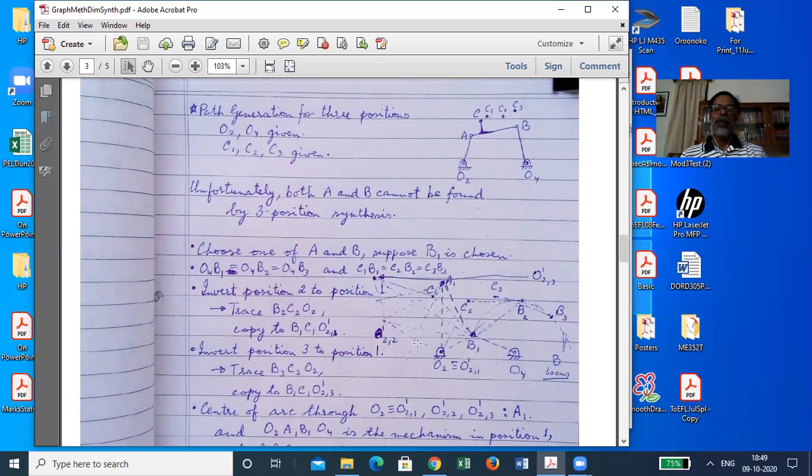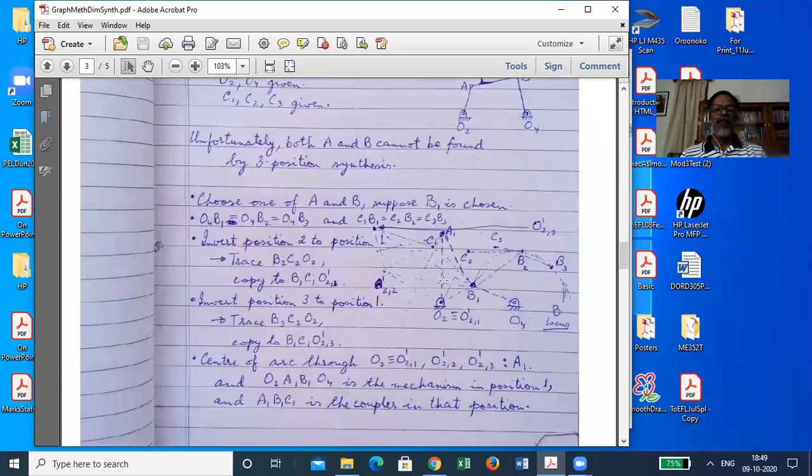So you draw a perpendicular bisector, you draw another perpendicular bisector, and of course you know that the third perpendicular bisector also will go through the same point. So that gives you A1. And then you have got your mechanism. So O2, A1, B1, O4 is the mechanism in position 1. And A1, B1, C1 is the corresponding coupler.